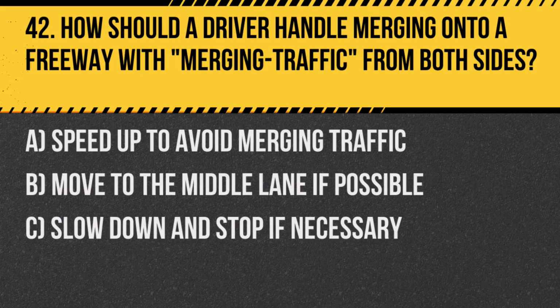Question 42. How should a driver handle merging onto a freeway with merging traffic from both sides? A. Speed up to avoid merging traffic. B. Move to the middle lane if possible. C. Slow down and stop if necessary. Answer. B. Move to the middle lane if possible. This allows space for merging traffic from both sides.